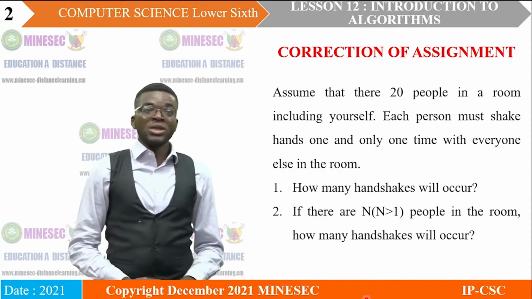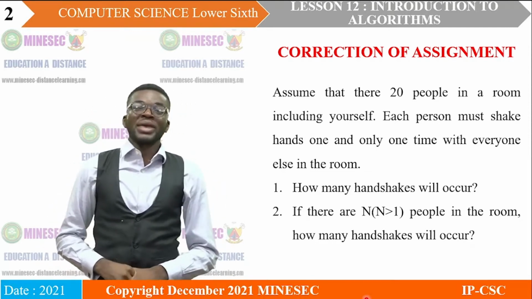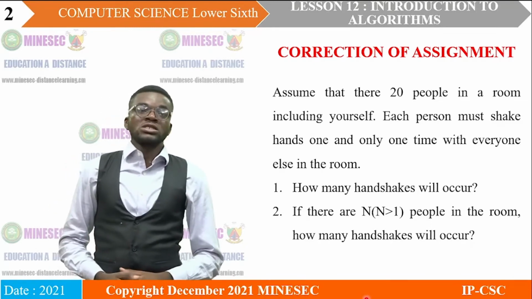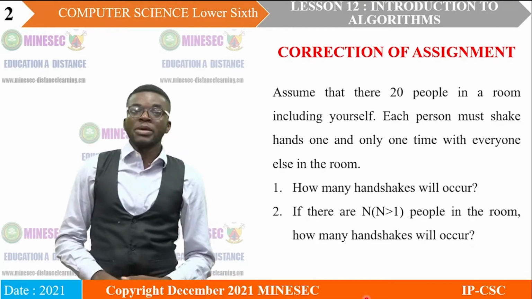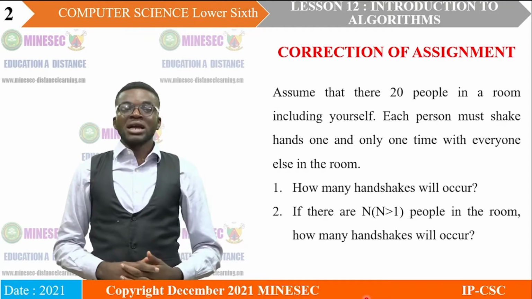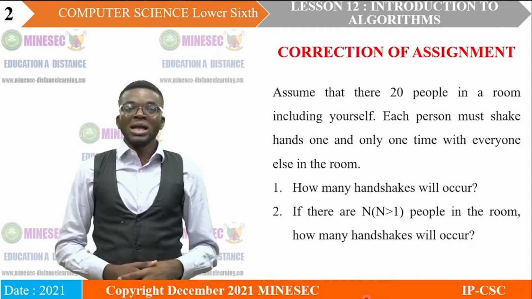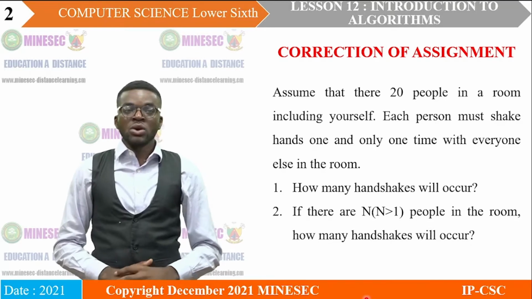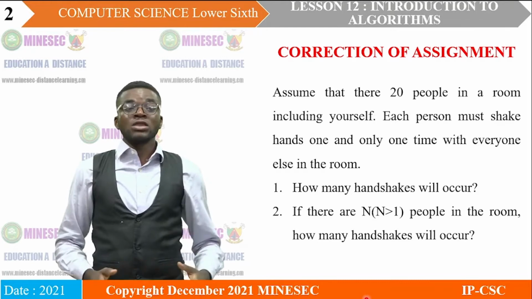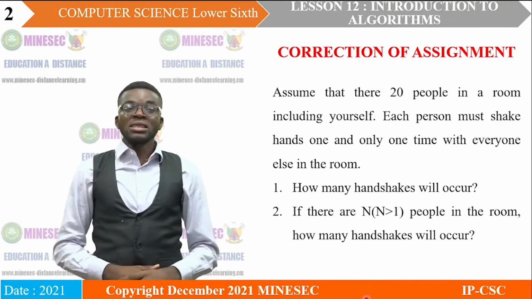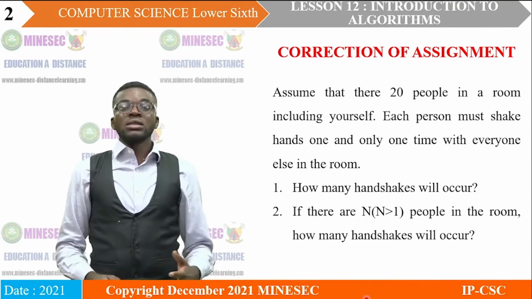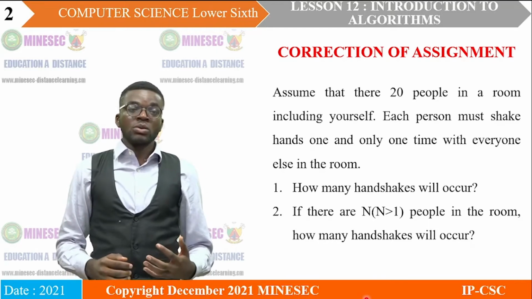So we'll begin with the correction of the assignment we had in the previous lesson. The question was, assume that there are 20 people in a room, including yourself. Each person must shake hands one and only one time with everyone else in the room. How many handshakes will occur? And the second question is, if there are N people in the room, how many handshakes will occur? N should be greater than 1.